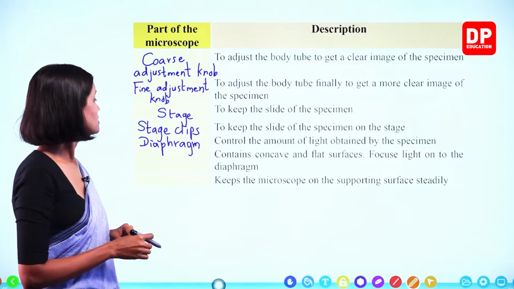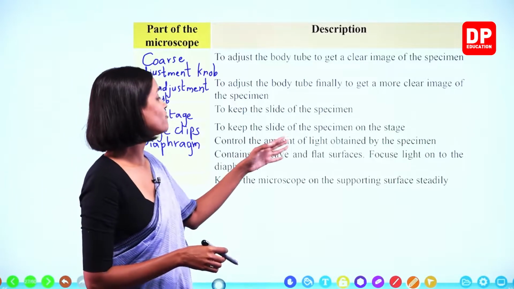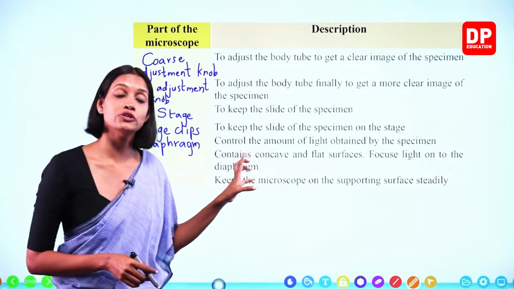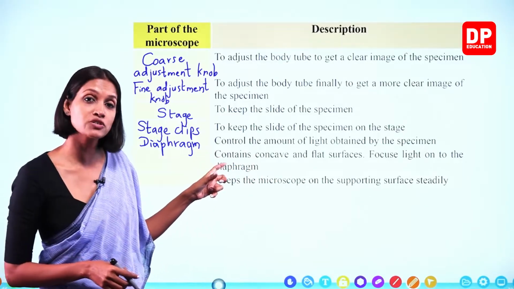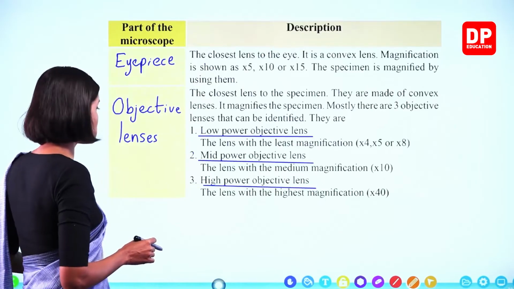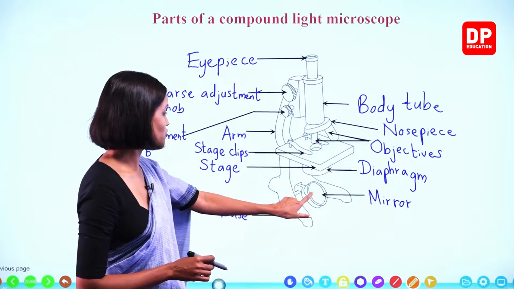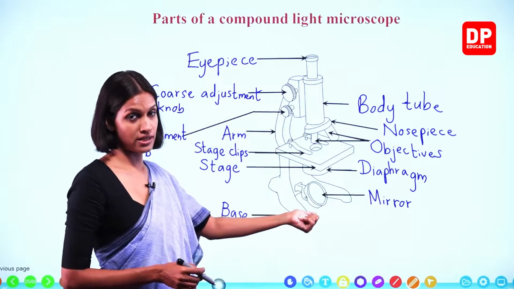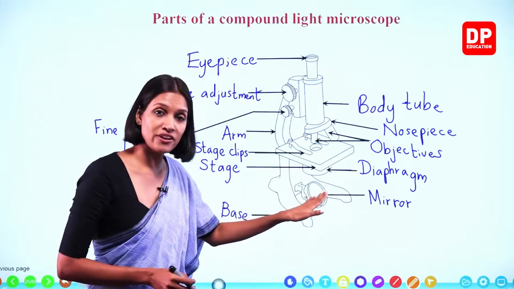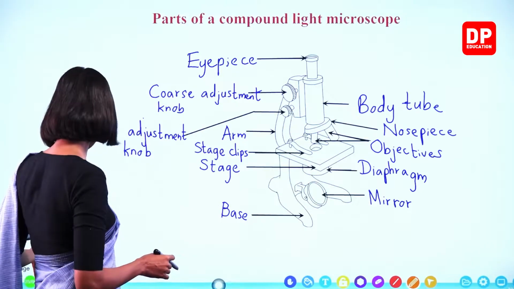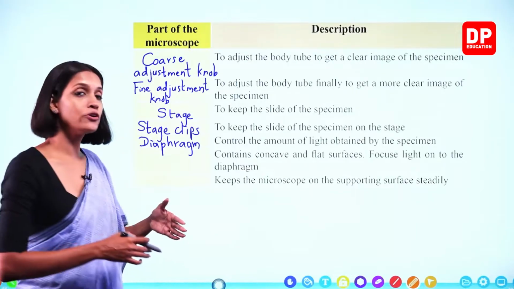Contains concave and flat surfaces, focuses light onto the diaphragm. Now I told you when it comes to the mirror of the microscope, it has two sides, right? You can rotate it over this place. You can see it's fixed like this, it's circular, you can rotate it, right? One side is flat, which means a plane mirror, the other side is a concave mirror, okay? So it is very important to direct light.